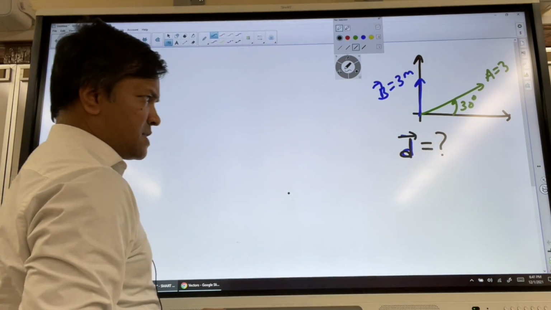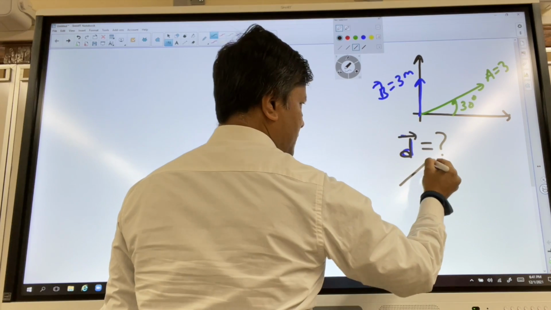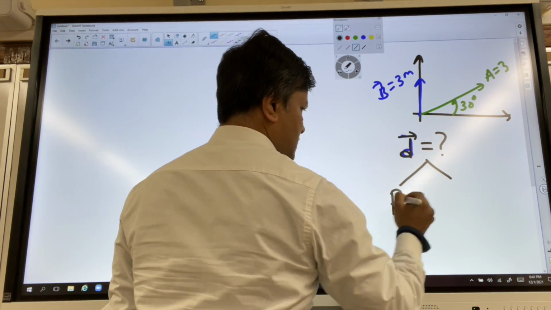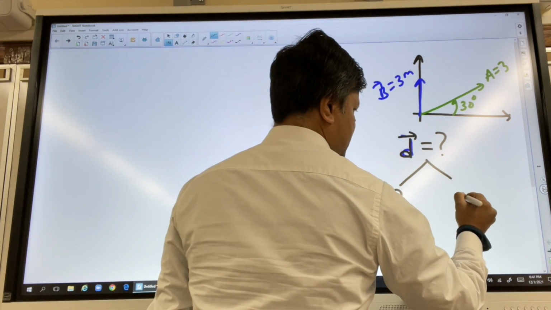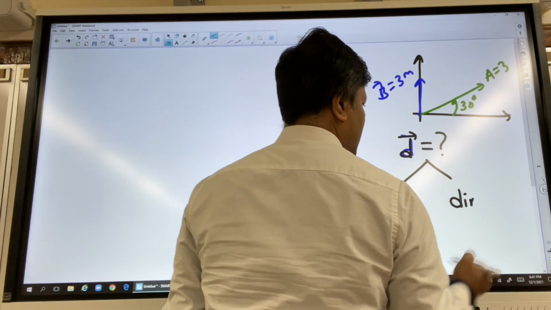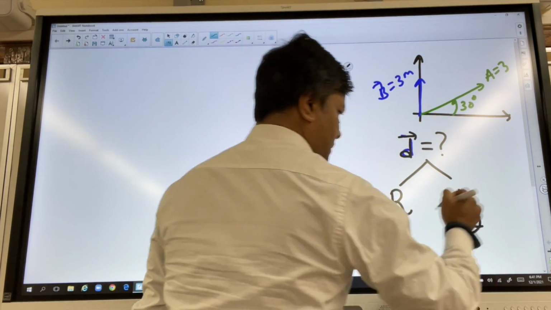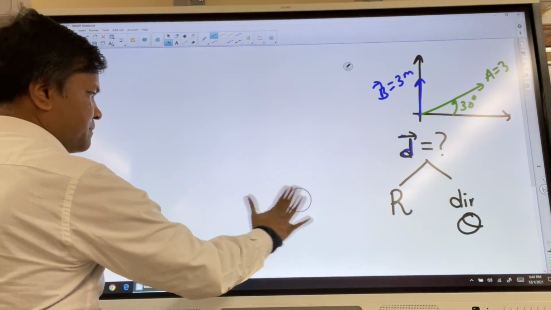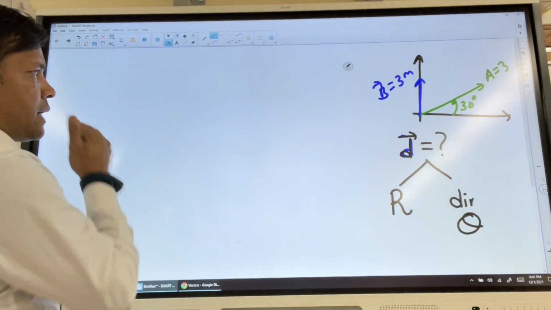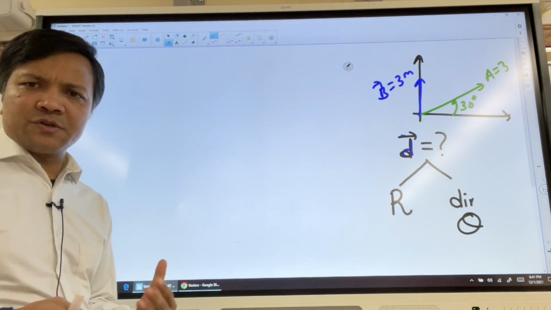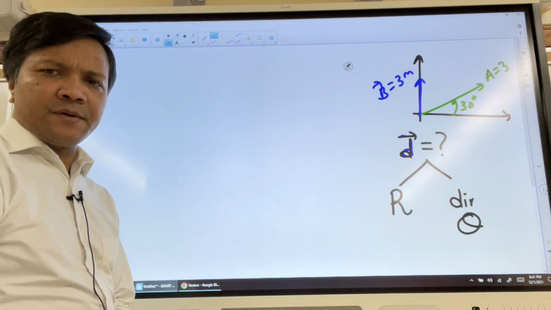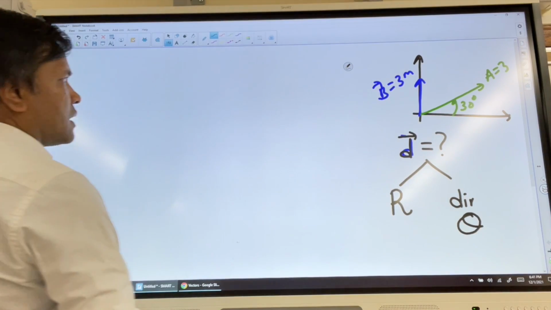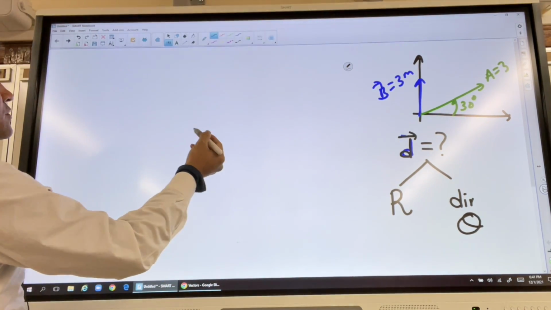Okay, displacement vector has two things: resultant and the direction. For direction, I want you to give me theta. All right, so first I'm going to show you how to do it by using trigonometry. So let's do it by trigonometry.